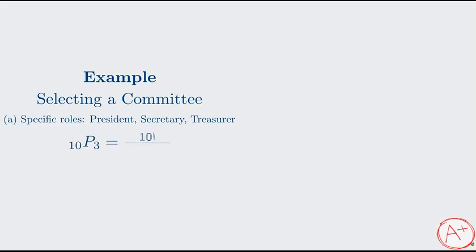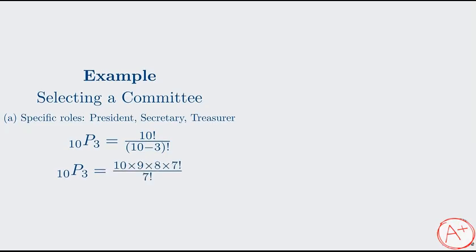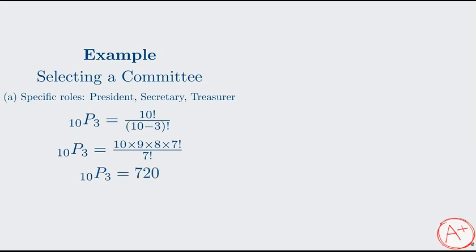Let us apply this logic to an example of a club with 10 members. First, imagine we need to choose a president, a secretary, and a treasurer. Because the roles are specific, the order of selection matters. Choosing Alice as president and Bob as secretary is different from choosing Bob as president and Alice as secretary. Therefore, we use a permutation. We calculate 10 factorial divided by 7 factorial. The 7 factorials cancel out, leaving us with 10 times 9 times 8, which equals 720 ways.